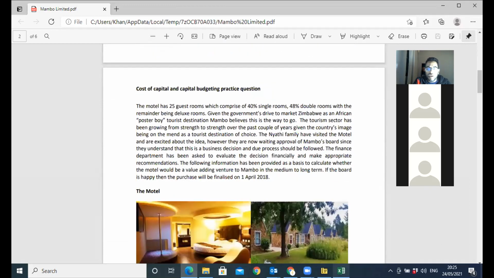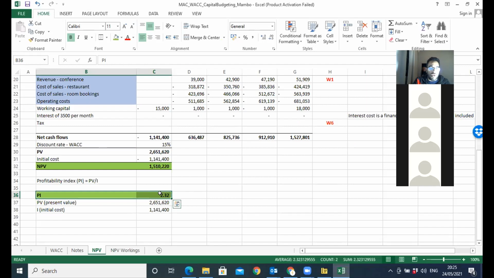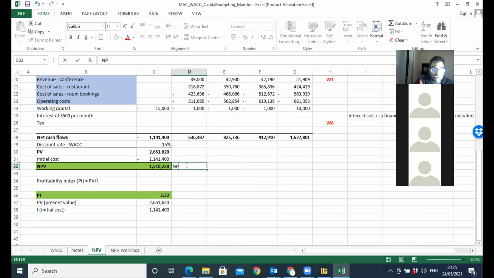So anyway, I don't know what to conclude on this one. This doesn't mean anything. But that one is positive. So therefore, you can accept. So NPV is greater than 0, because greater than 0 means positive. Therefore, accept.